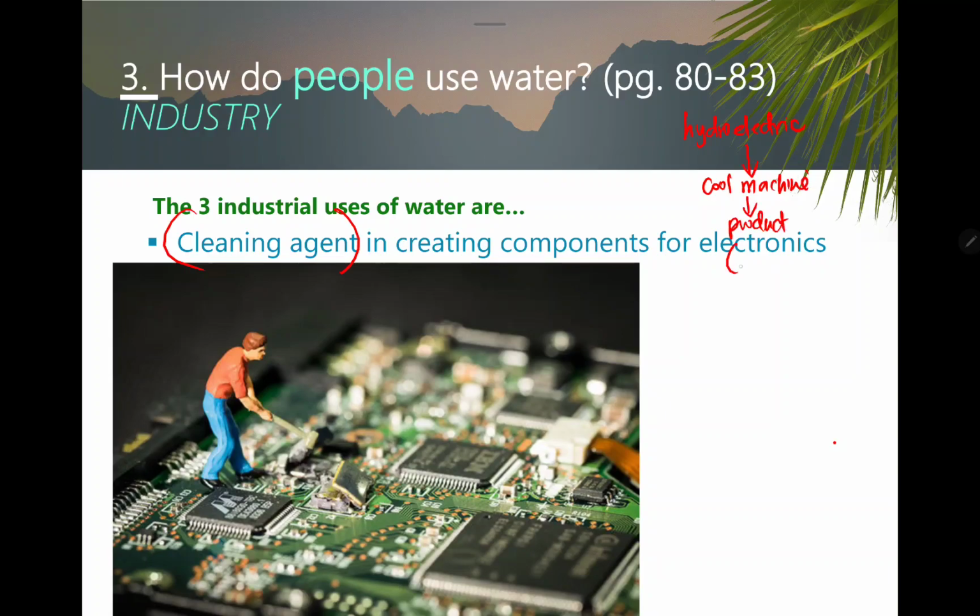And this final product, if it's electronics, then you still need to clean it first before you're able to sell it. So cleaning. So either way is water, water, water. So you can see in an industrial process, water is actually very heavily used.